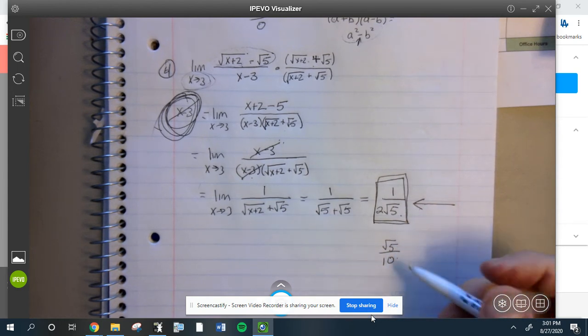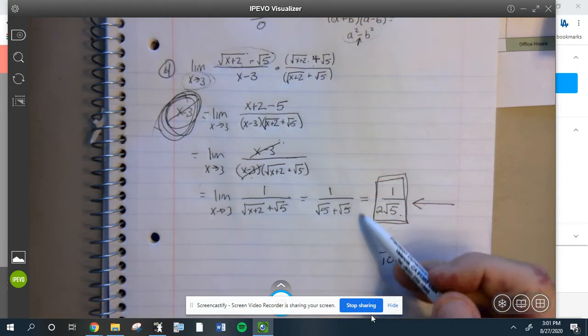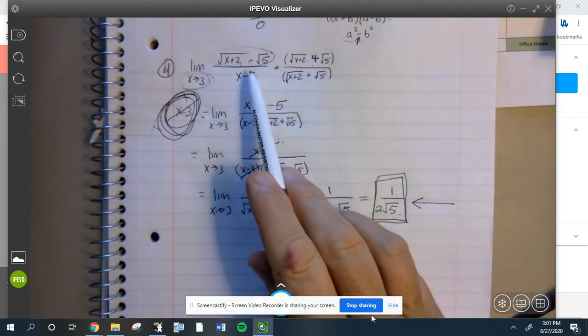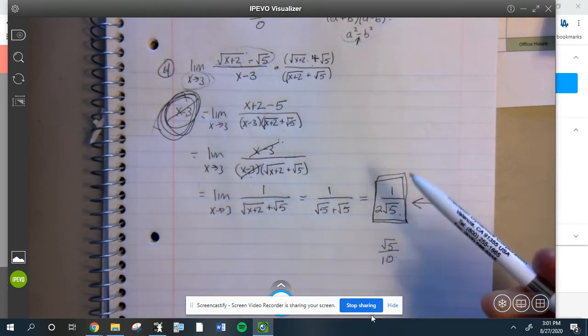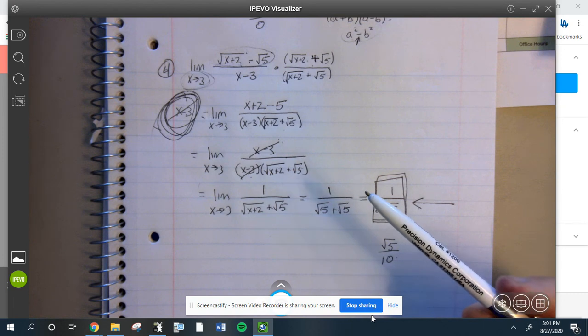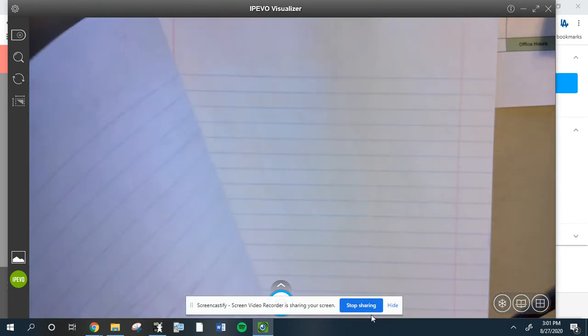So you can check this on your calculator by changing this to a decimal, graphing this, finding the value at 3.001, and make sure they match. And that's it for section 1.3.